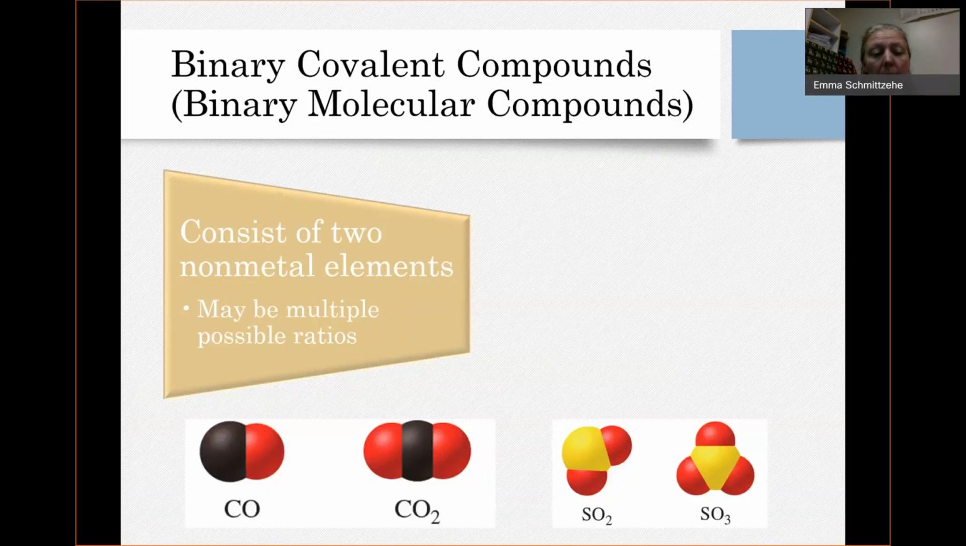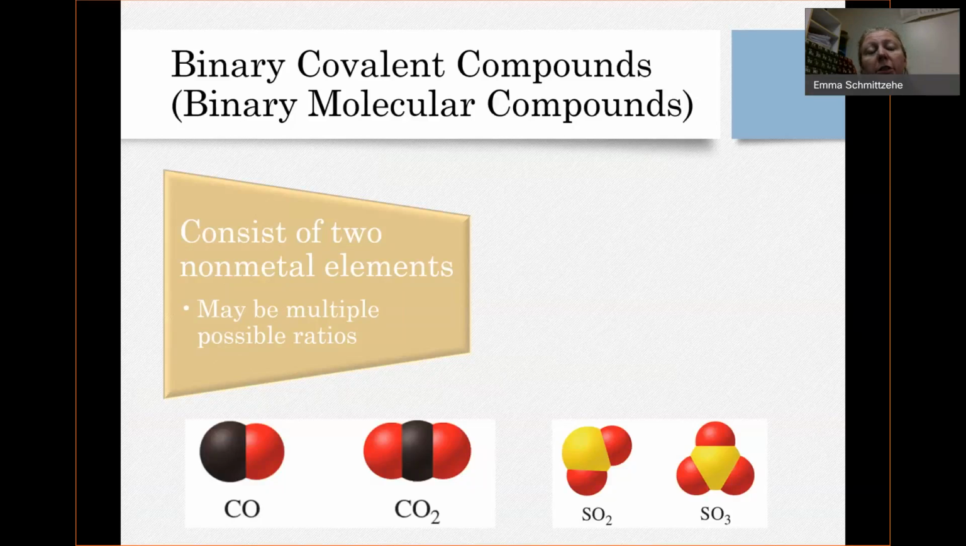So specifically, I've got here carbon and oxygen, okay? Carbon and oxygen can combine in a ratio of 1 to 1 or 1 to 2, okay? And those are two totally different compounds. So you have carbon monoxide and carbon dioxide. Those are very different.